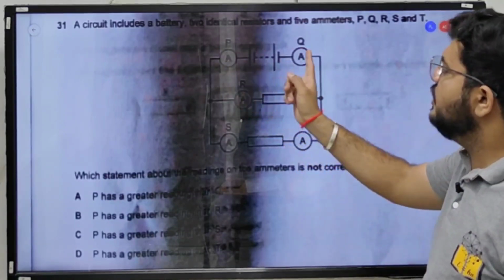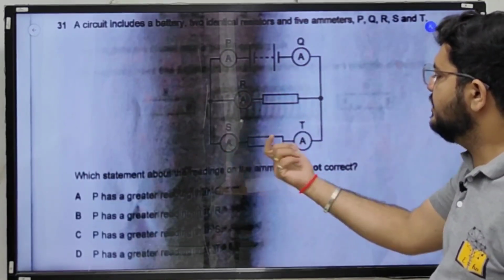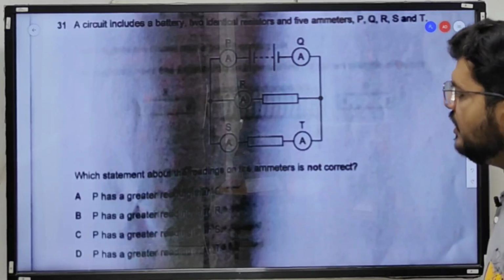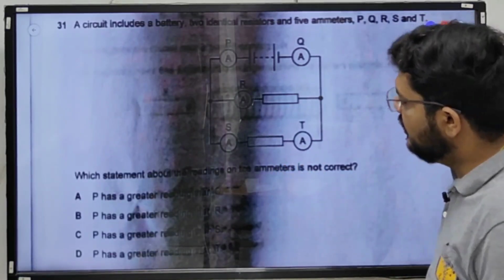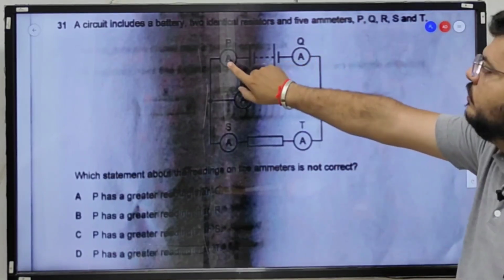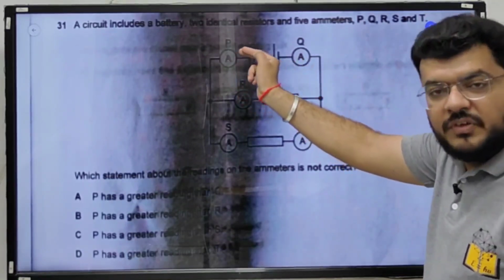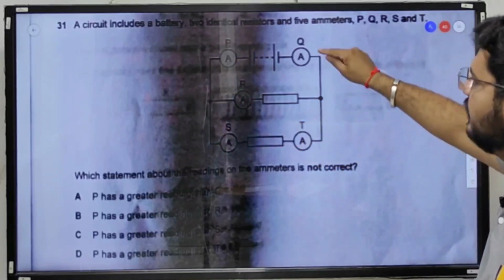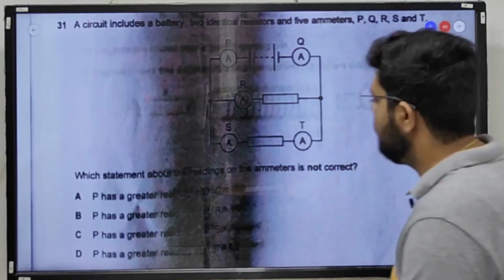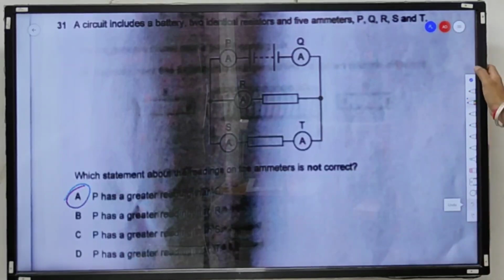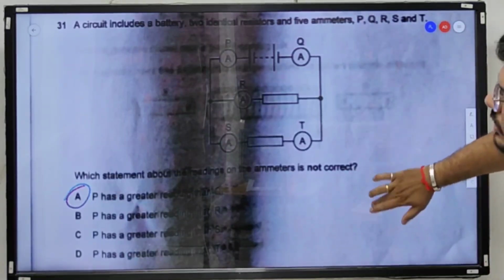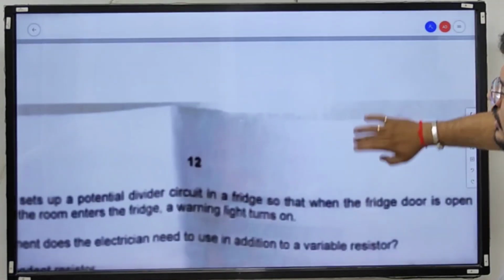Okay, this is P, Q, R with resistance, S and T with the same resistance. Which of these is not correct? P has a greater reading than Q. No, both will have the same reading, right? The number of electrons going out from here will again return here. So the first statement itself is incorrect, right? That's our answer. Let's see the next question.